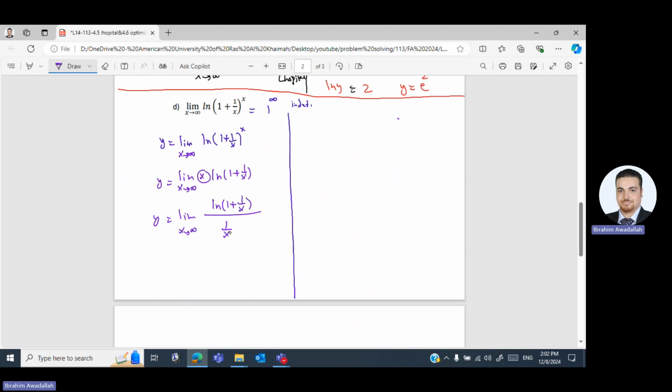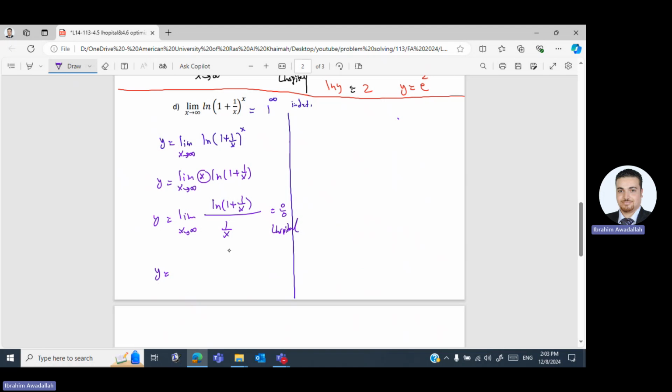If you prefer to make it x to the power minus 1, it's okay. But since I have 1 over x, 1 over x, now we can substitute infinity here: 0. ln 1 is 0, and 1 over infinity is 0. So it's 0 over 0, we can use L'Hopital.